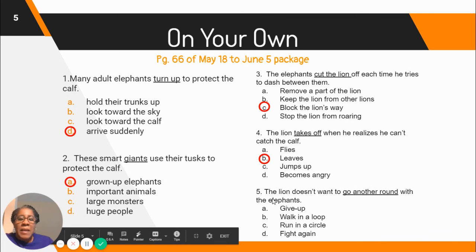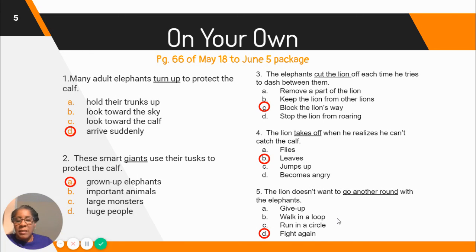And lastly, the lion doesn't want to go another round with the elephant. So what is the lion doing? Is he giving up? Is he walking in loops? Is he running in circles? Or is he fighting again? Okay? He fights again. He doesn't want to go around another round. Okay? He doesn't want to fight again with the elephant. So again, hence the reason why he departed or he left. So here you have it. Hopefully you guys did an awesome job with that.